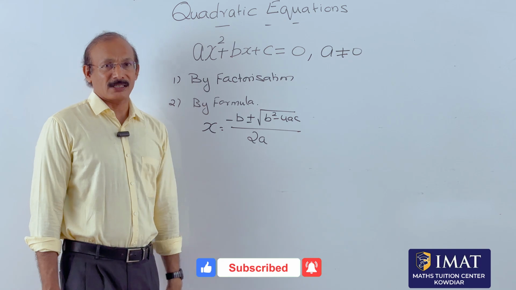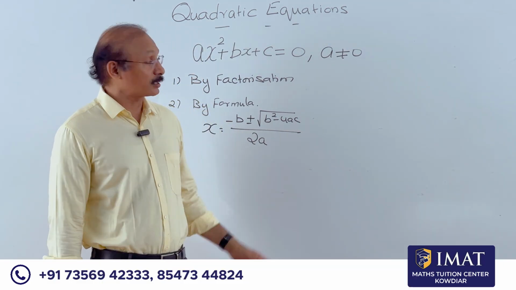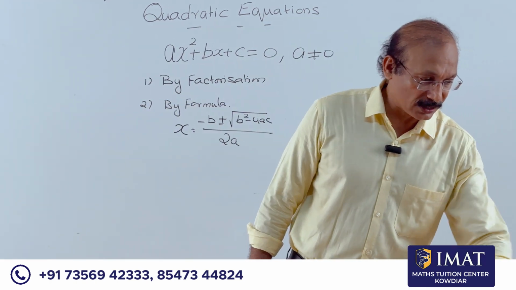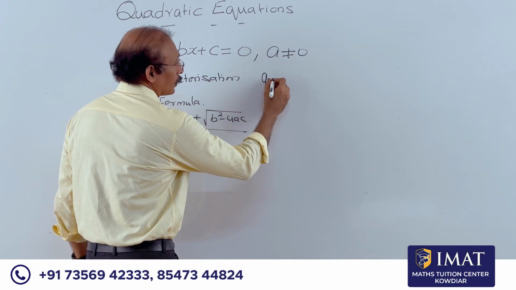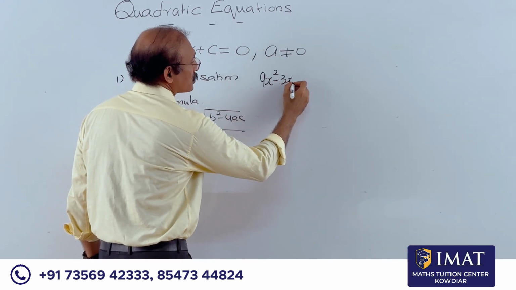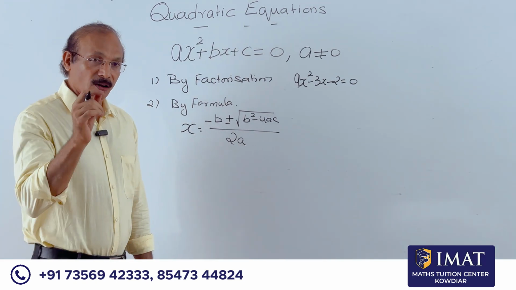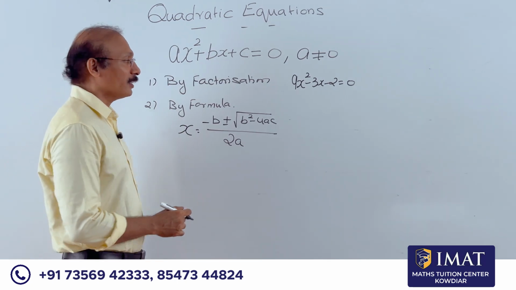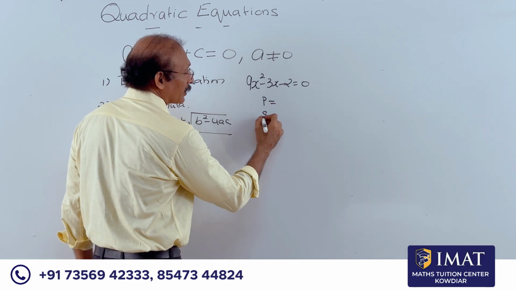Let me take one question, and I'll show you how to solve this quadratic equation. We'll do it by both the methods. Say I take the question 9x square minus 3x minus 2 is equal to 0. Let us solve this quadratic equation using factorization. Now, what is the procedure of solving? The procedure is the product sum method.